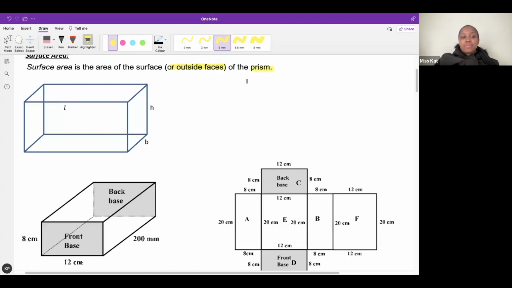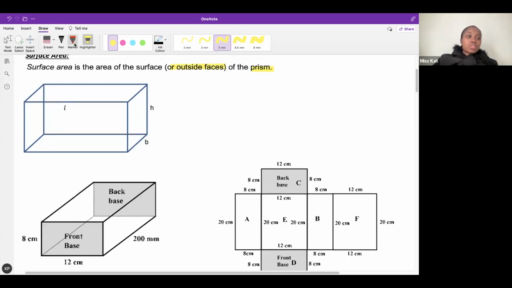of the prism. Now, if you look here, we have a box, okay? So if I say surface area, I want to know the area of all of the faces of this box. How many faces does this box have? Do we know? There we go. So surface area just means take all of those areas and add them together.